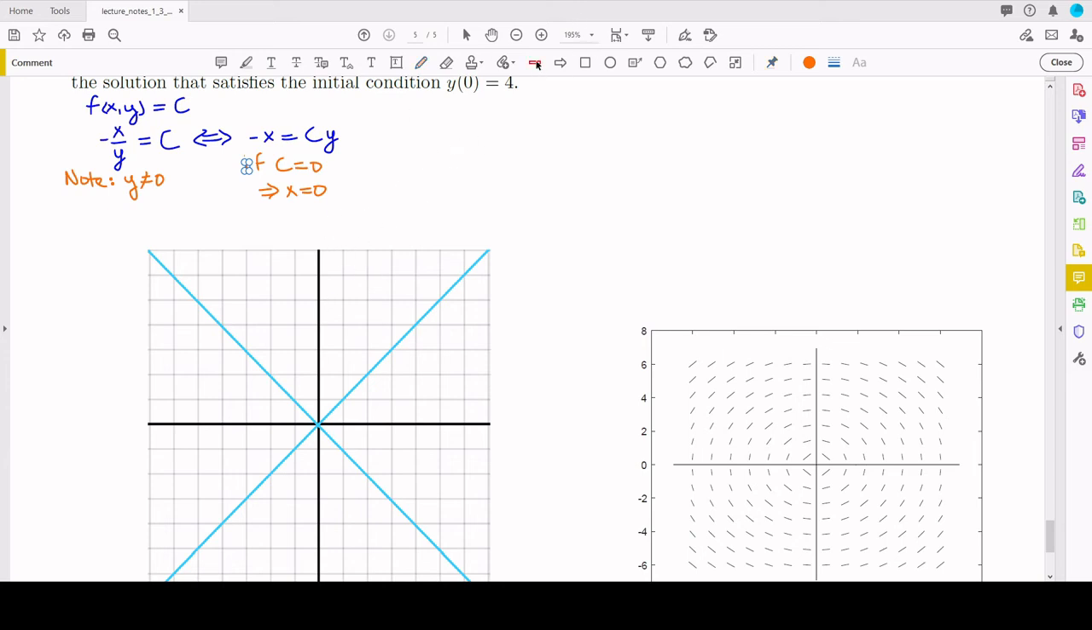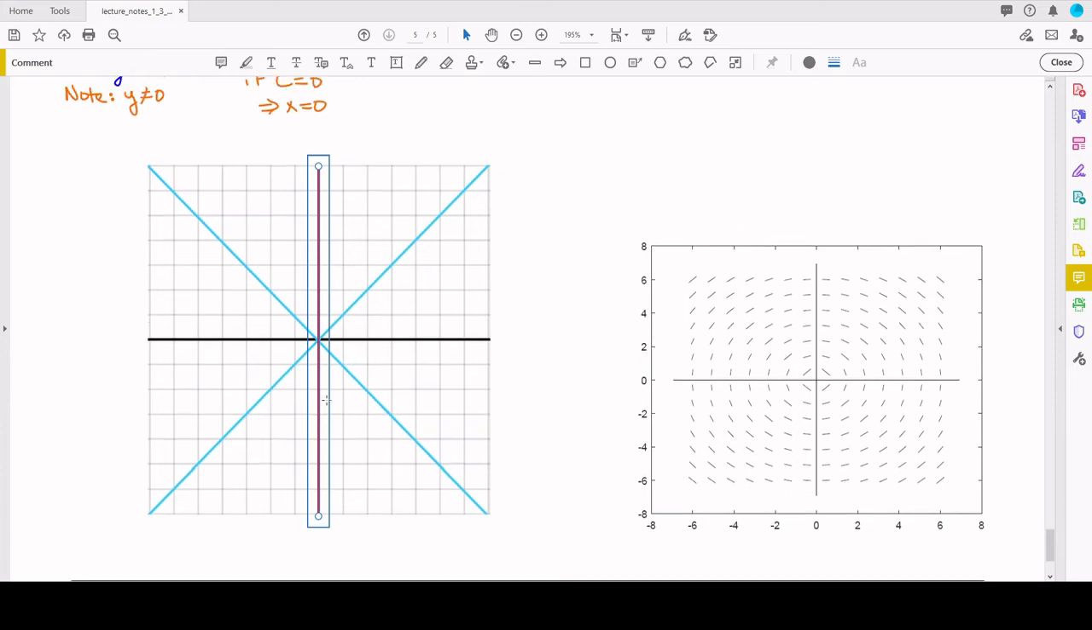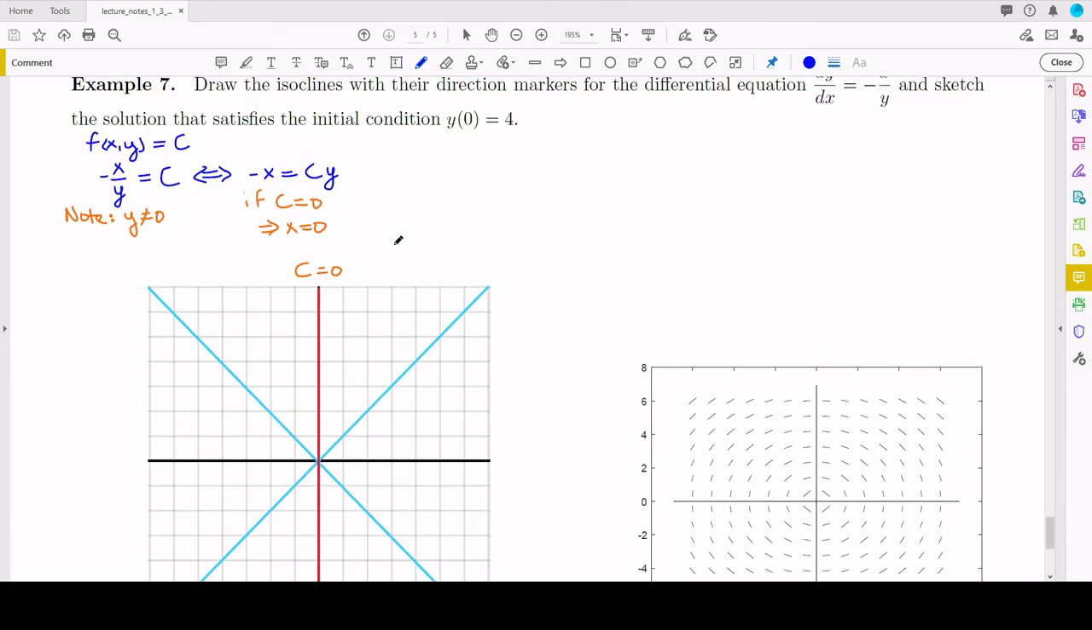So let's put that in here. Over here, and then we're going down here. So that right there, this is the isocline for c equals 0. Okay, now let's continue and see what happens if c is not equal to 0.